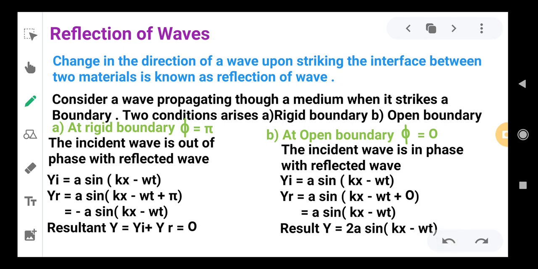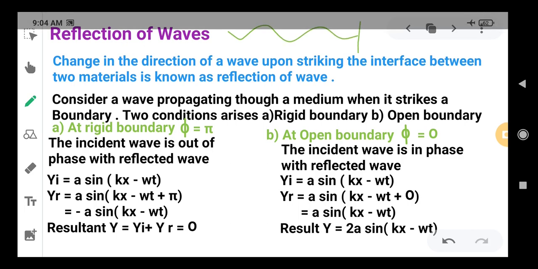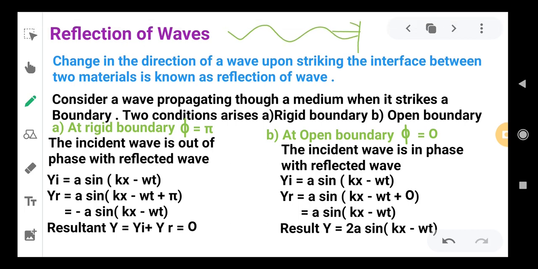The statement says a change in direction: it is moving forward, strikes the obstacle, and the direction is reversed. It moves in the opposite direction. So, reflection of a wave: the change in the direction of the wave striking the interface between two materials is known as reflection of the wave.